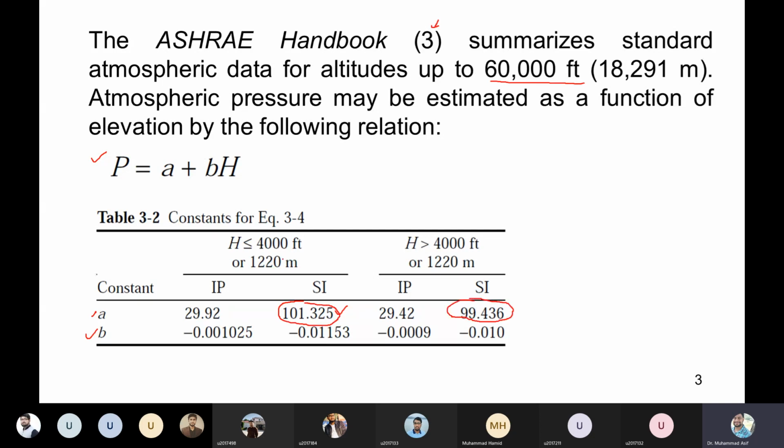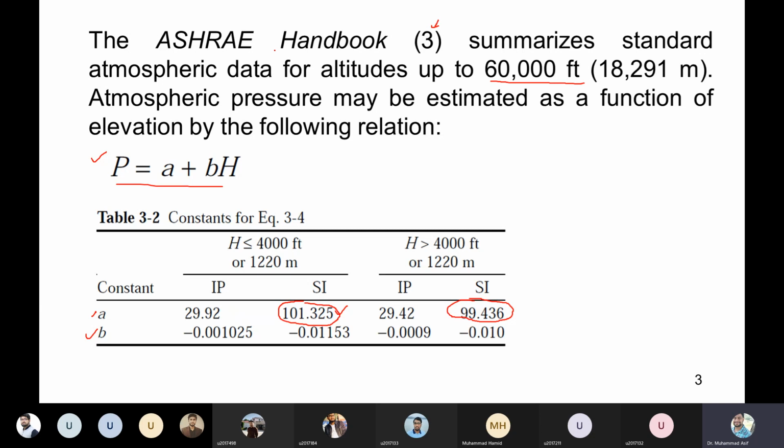So when the altitude is less than or equal to 4,000 feet, we are using 101.325 kilopascal. But if the altitude from the sea level is higher than 4,000 feet, then the value of the atmospheric pressure is different. That is provided by an empirical relation in the ASHRAE handbook. That's available in the ASHRAE handbook.